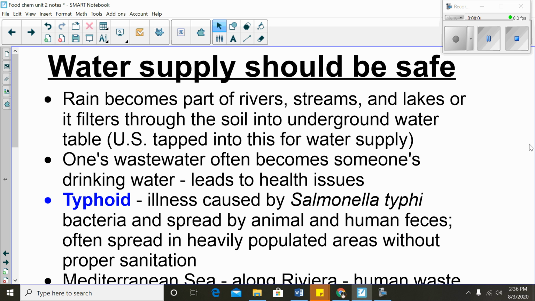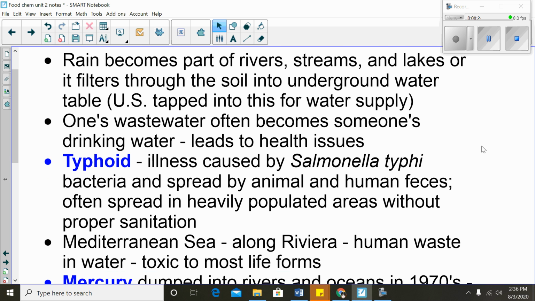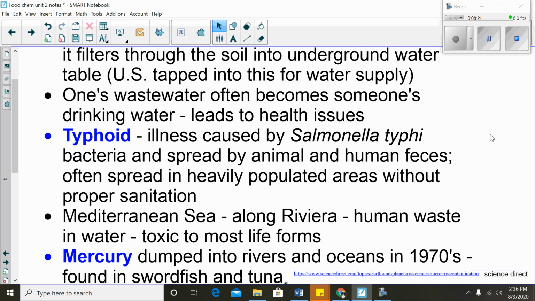Now, we have waste management here in the U.S., so our wastewater is filtered, right? So it hopefully does not become someone's health issue. But in less developed countries, this is an issue. A common illness because of this is typhoid. It's an illness caused by Salmonella typhi. That's a bacteria, and it's spread by animal and human feces. And it's often spread in heavily populated areas without proper sanitation.